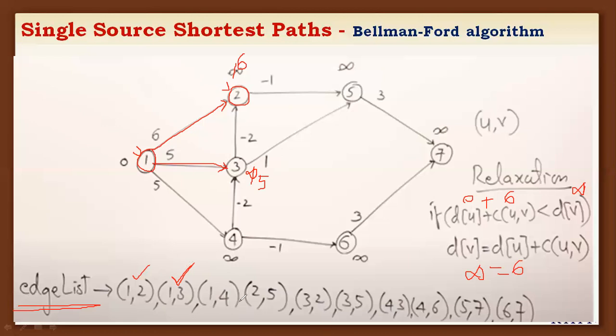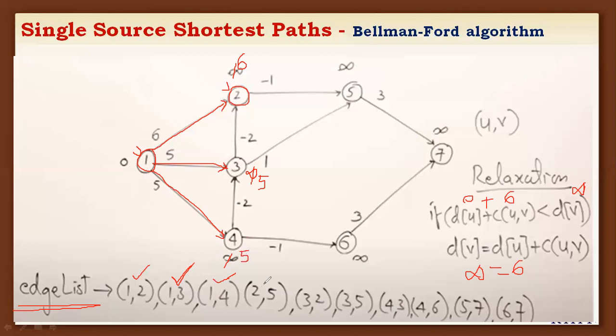Next you move to another edge. The edge is 1 to 4. Here there is a path from vertex 1 to vertex 4. Now you need to find the minimum cost. There is a direct path from 1 to 4 of cost 5, and the total cost is 0 plus 5. And here the weight of 4 is infinity. Which one is smaller? 5 is smaller. So infinity is replaced with the total cost of 5.